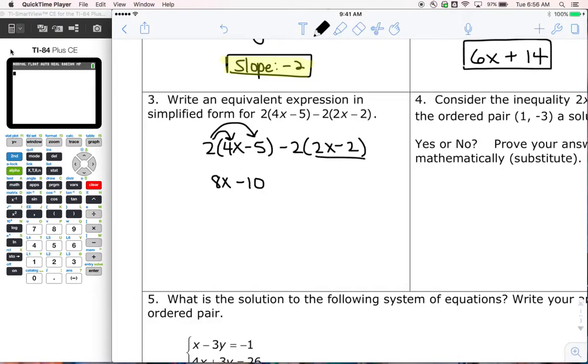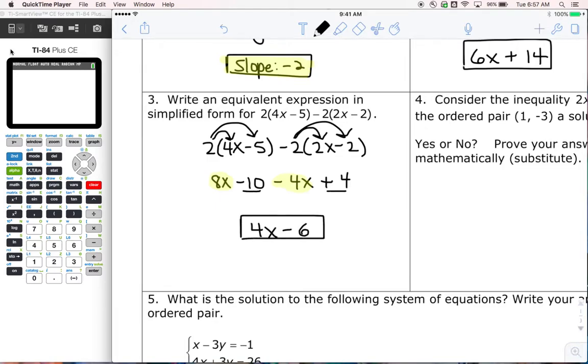Now this group is getting multiplied by negative 2. So negative 2 times 2x is negative 4x, and negative 2 times negative 2 is a positive 4. This is probably the most commonly made mistake, messing up that sign right there, so pay attention to the signs. Finally, you're not done until you combine like terms. We've got 8x minus 4x, which is 4x, and negative 10 plus 4, which is negative 6. So my expression is 4x minus 6.